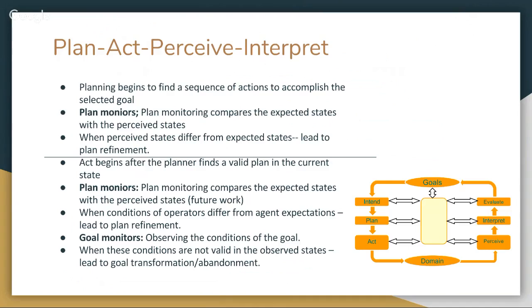Then the act phase begins when the planner finds a valid plan in the current state. And so this is part of the future work. We're going to use the plan monitors during the execution part to see if the conditions of the operator are different from the agent's expectation, then it results in replanning and plan refinements too. And then monitors observing the conditions of the goal, and if those conditions are not valid in the states, then it leads to goal transformation or goal abandonment.